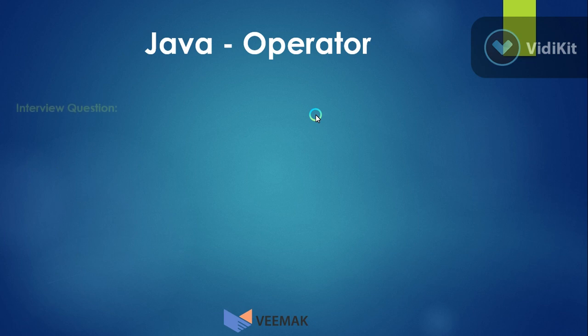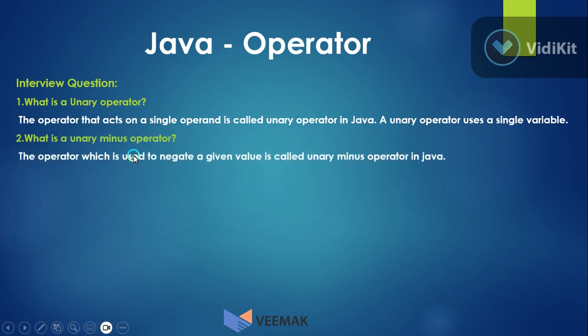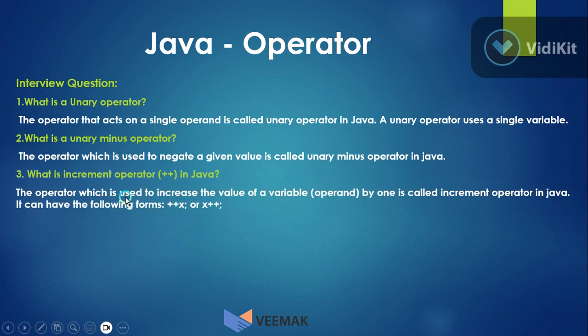The next is interview questions. What is a unary operator? The operator that acts on a single operand is called a unary operator in Java. A unary operator uses a single variable. What is the unary minus operator? The operator which is used to negate the given value is called the unary minus operator in Java. What is the increment operator in Java? The operator which is used to increase the value of a variable by 1 is called the increment operator in Java. It can have the following forms: ++x or x++.